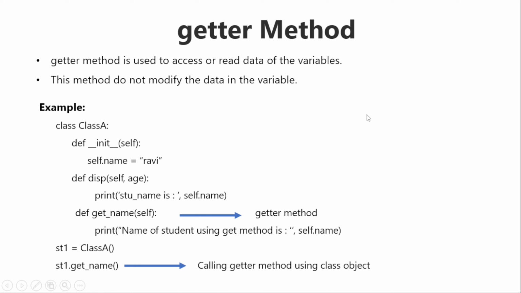Now in instance methods, we have two kinds: one is the getter method and one is the setter method. Now let us look into the getter method. A getter method is used to access or read the data of the variables. This method does not modify the data in the variable. If you look at the example, class A has __init__ with name Ravi and age, and def disp(self, age): print student name is self.name. We are accessing the instance variable inside the instance method, and in the getter method we are accessing the instance variable, and finally calling it with the help of an object.